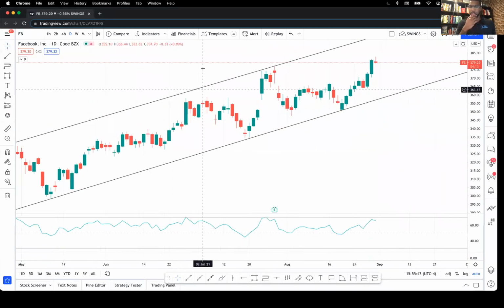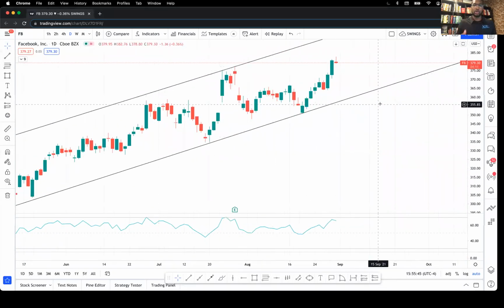All right, so we're still checking out Facebook. For those of y'all who are wondering what that bell sound was in the background, that was my alert for another stock that I'm looking to get into.